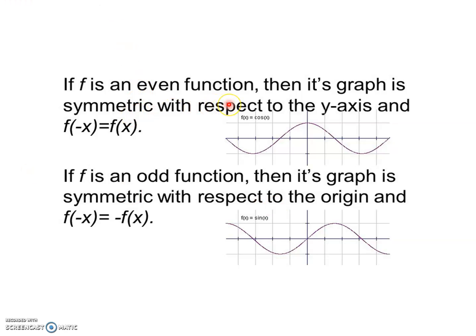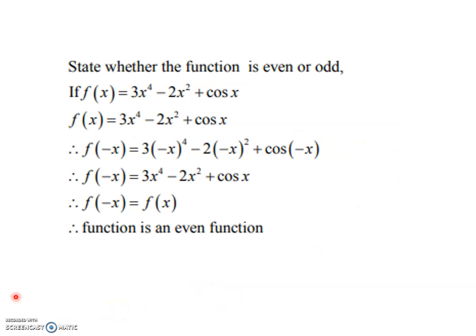If f is an even function, then its graph is symmetric with respect to the y-axis, and f of minus x is equal to f of x. That is the important step here. If f is an odd function, then its graph is symmetric with respect to the origin, and f of minus x is equal to minus f of x. Be clear: if a function is even, f of minus x equals f of x, and if it is odd, f of minus x equals minus f of x. So we have to understand by example.